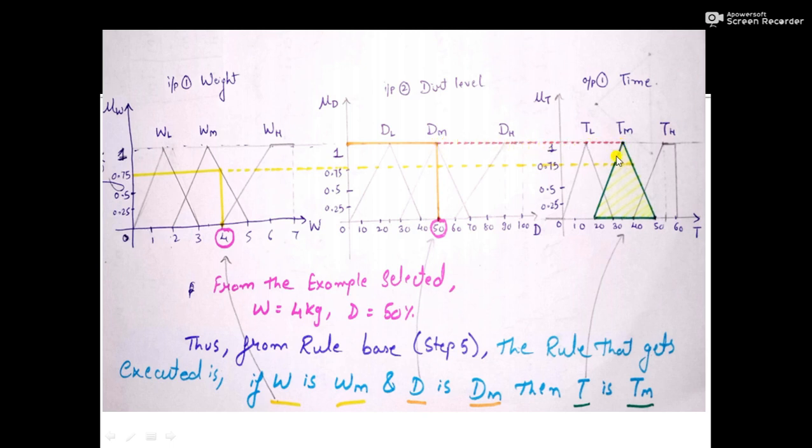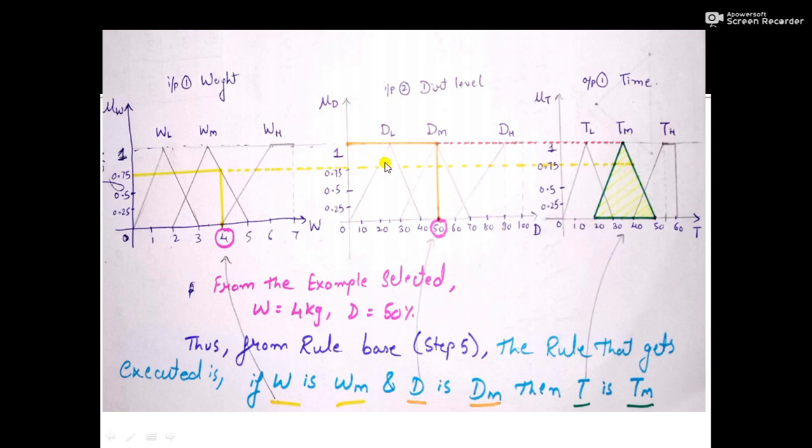So why are we projecting it only on the medium? Because according to our rule base we are saying that if the weight is medium and dirt level is medium, then the time required should be medium. So we have to target only the medium. So low and high will not be considered. So this block is considered, wherein after projecting, the area of the triangle will be selected.